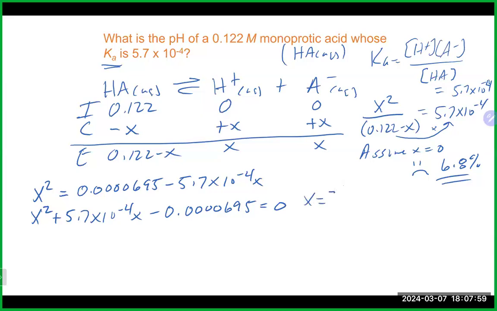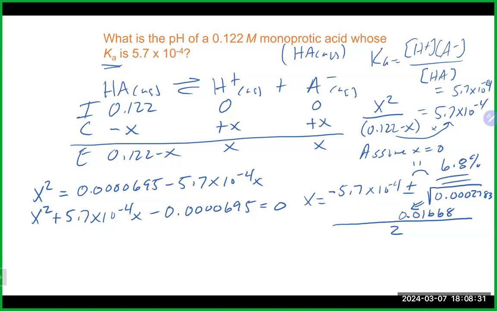Here, x is equal to minus b, which would be 5.7 times 10 to the minus 4, plus or minus our square root. If you do everything inside the square root, you should get 0.0002783. And then if you take the square root of it, you should get 0.01668. That will all then be divided by 2 times a, which in this case will just equal 2. That obviously is going to give us the two answers we get when we go into the quadratic. If you go the positive way first, you'll end up with 0.008055. And if you go the negative way, you'll end up with negative 0.008625. Any questions on that?